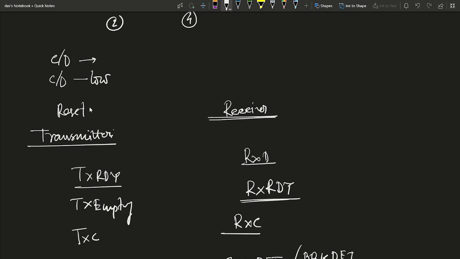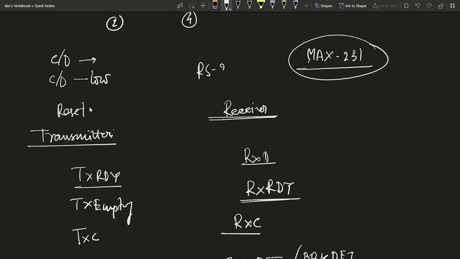There are some handshake signals that will be necessary for communication purposes. So lots of modem control signals are allowed, and we use one IC chip. Remember, this is known as MAX 232, because this chip is basically used to convert RS-232 level data to TTL level data. RS means recommended standard 232 signal data, which is available from the computer DB9 port, also known as the serial port.